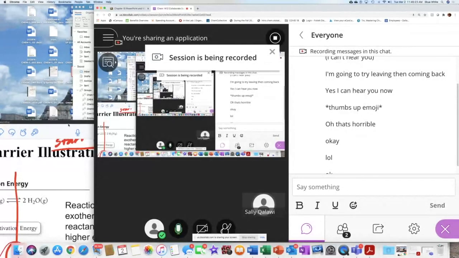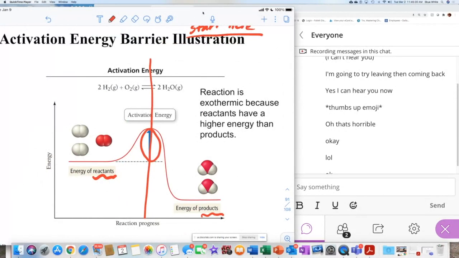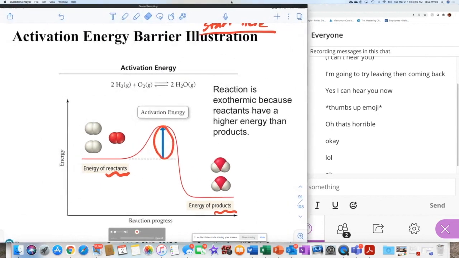Okay, so let's try this again. We are starting where we left off. When we last met, we were talking about the activation energy barrier. The activation energy barrier is a minimum requirement that must be met before something happens. Now, the context here is the chemical reaction, right?